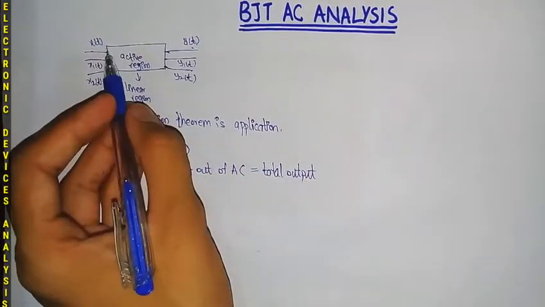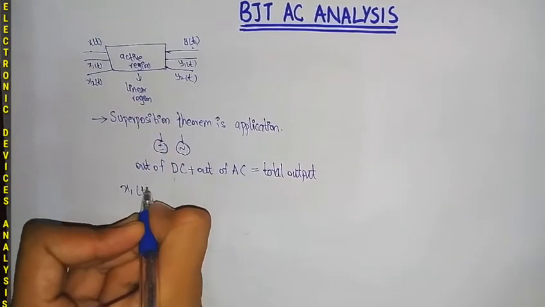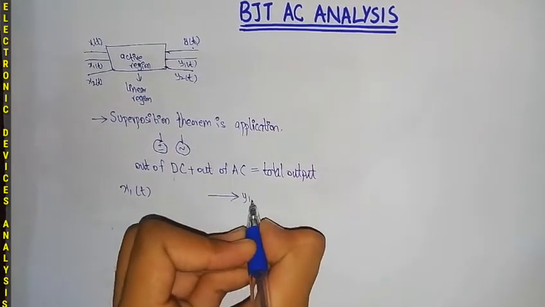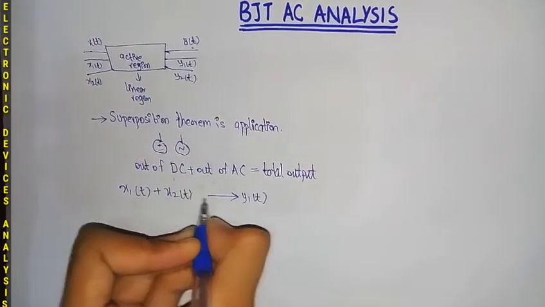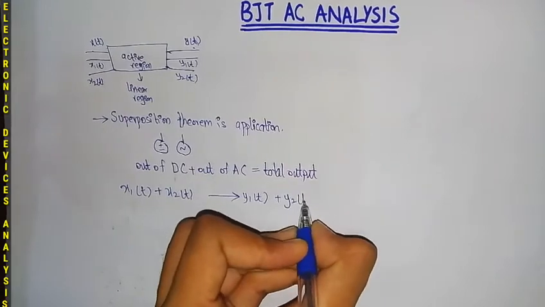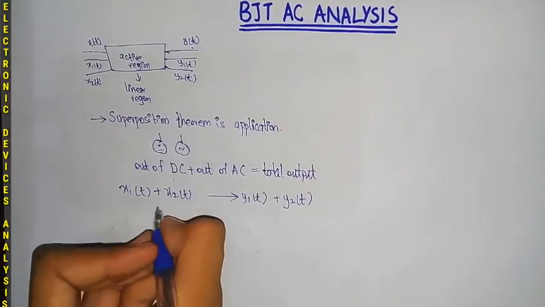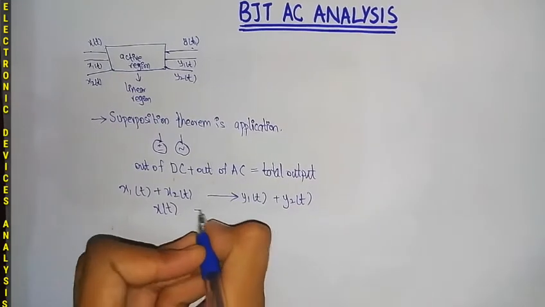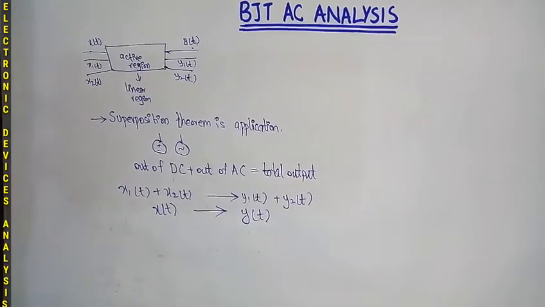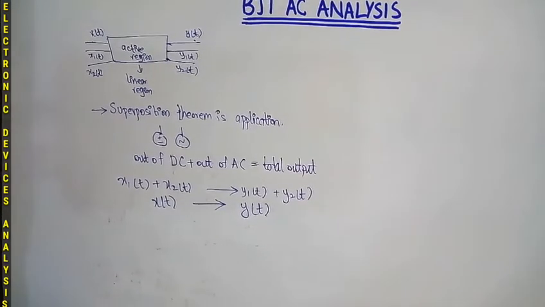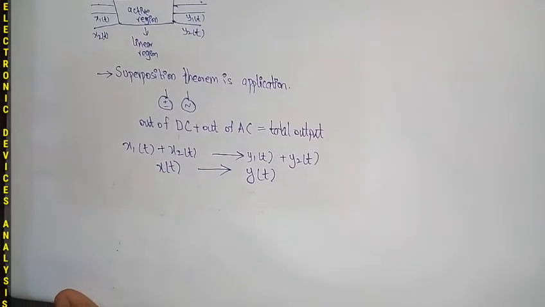And similarly it happens over here, because if we apply an input of x1(t), it will give us an output of y1(t). If we apply an input of x2(t), it will give us an output of y2(t). So the sum of the inputs gives x(t), and the sum of the outputs gives the total output y(t). Therefore the superposition theorem is applicable in the active region, or the linear region, of the BJT.